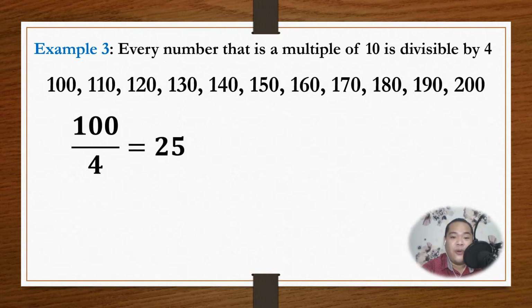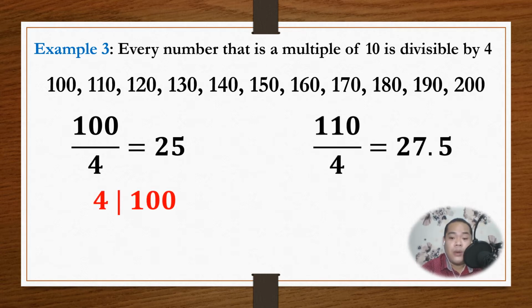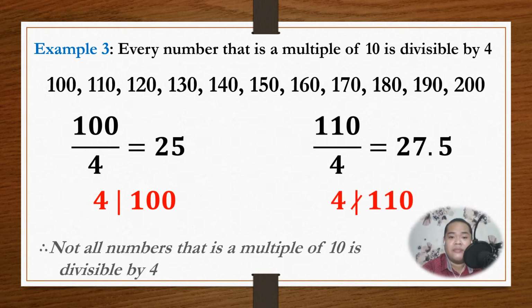100 divided by 4 equals 25. Therefore we can say that 4 divides 100. 110 divided by 4 is 27.5. Therefore we can say that 4 does not divide 110. Therefore, not all numbers that are a multiple of 10 are divisible by 4.